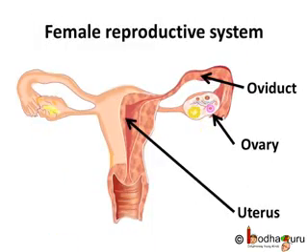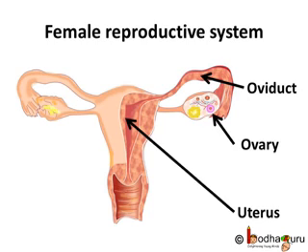Now coming to the female reproductive system. The female reproductive system consists of a pair of ovaries, oviducts, which are also known as fallopian tubes, and the uterus. The ovary produces the female gamete or ovum. Egg is used as the common term for ovum. The plural of ovum is ova. So, the female gametes are called ova.